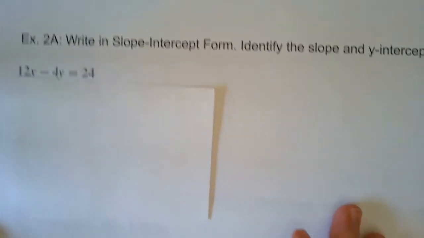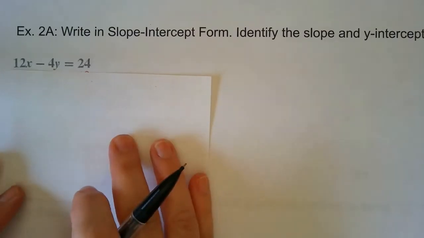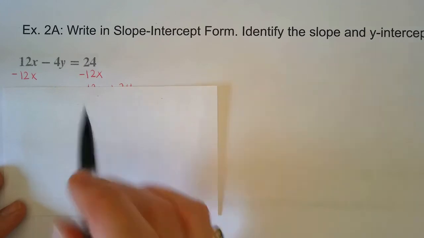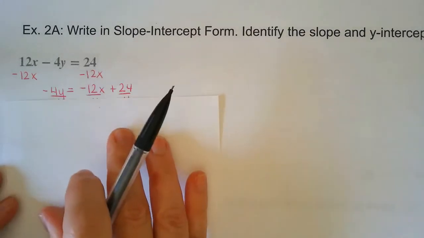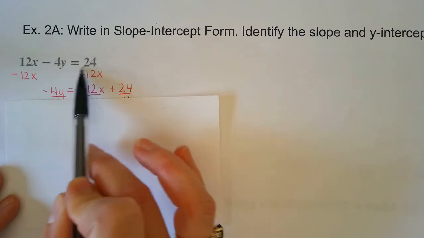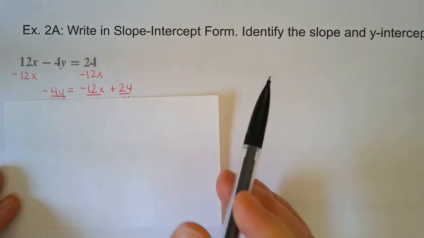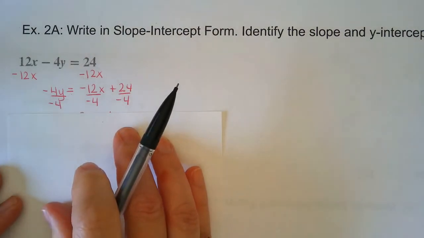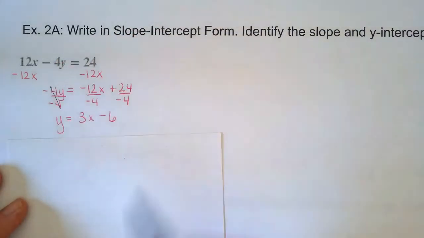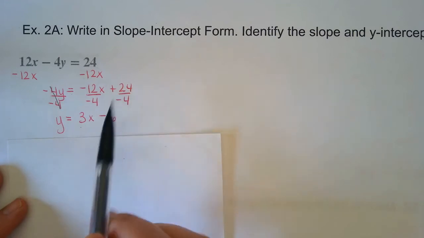So when it's asking you to write it in slope-intercept form, we're going to rearrange it and solve it for y. So I would minus my 12x first. I cannot combine these two, so I would rewrite it. Negative 4y equals, and I like to put this term first, so negative 12x, positive 24. Now I need to divide everything by negative 4. So I would get positive y, since those 4's cancel, positive 3x, and then a negative 6.